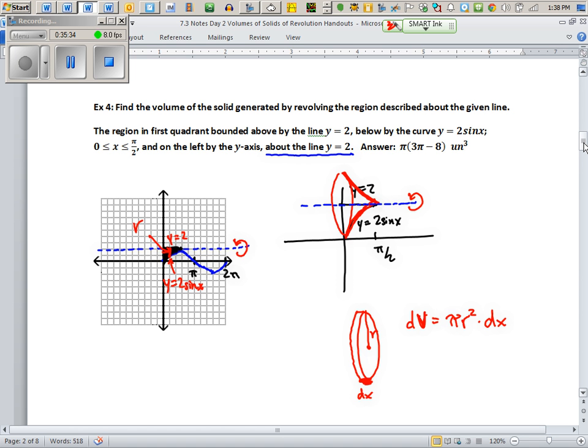The rest will be easy. The r is the hardest thing to figure out. Everything's circular, but that's the hard thing. It's just 2 minus 2 sine x. And then that is quantity squared. And then you throw the integral on both sides. We're integrating from 0 to pi over 2. Okay, this one's not as bad as number 2 was, but it's still pretty ugly. And we do end up getting 3 pi squared minus 8 pi for a final answer. 3 pi squared minus 8 pi.